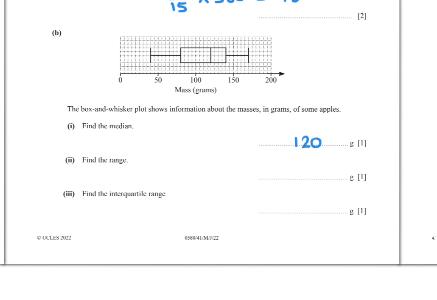Median 120. Now to find the range. The range is the greatest value minus the lowest value. The greatest value is 170, minus the smallest value, which is 40. So 170 minus 40 is 130. Find the interquartile range. Interquartile range is upper minus lower, or this distance. You can find this distance. How many squares do we have?